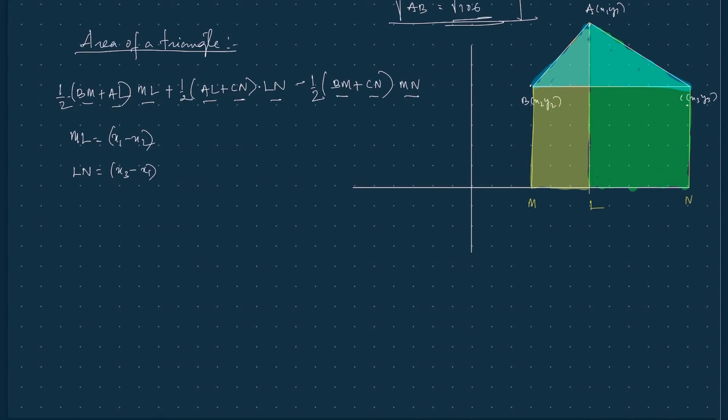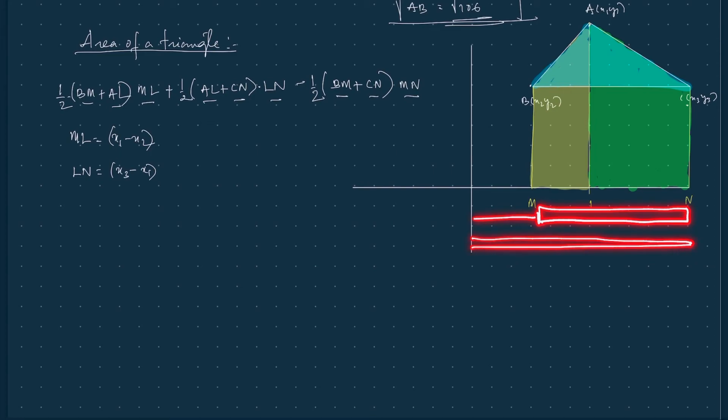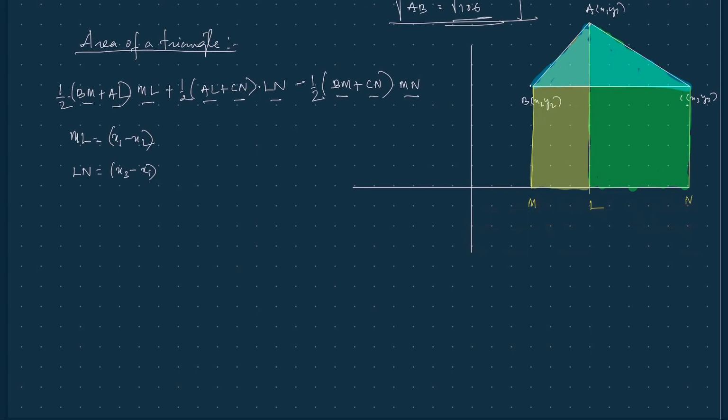Now what is this MN? This is x2 and this will be x3, so the remaining distance is this much. If you subtract the smaller distance from the bigger distance, this will be x3 minus x2. So MN will be equal to x3 minus x2.